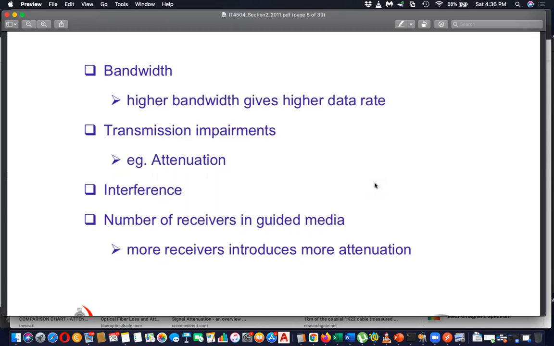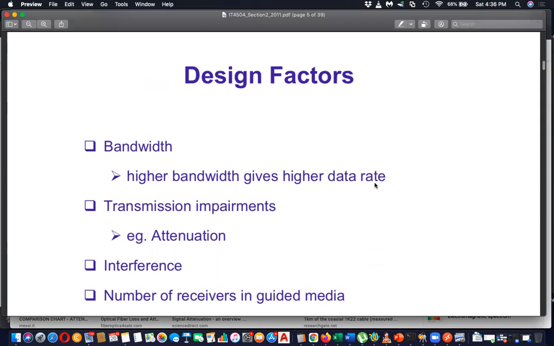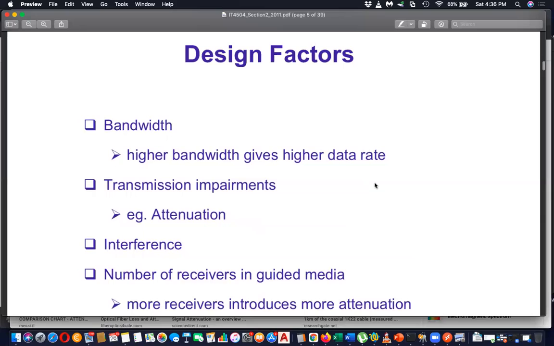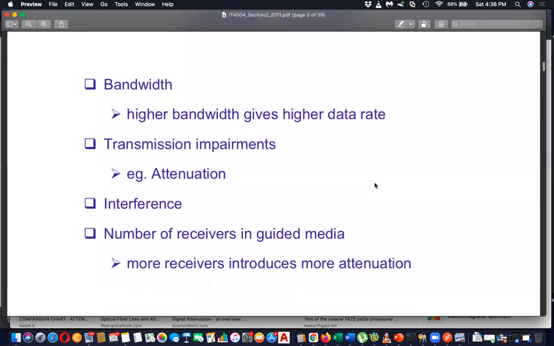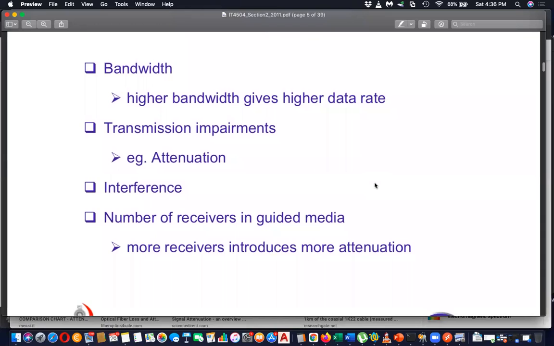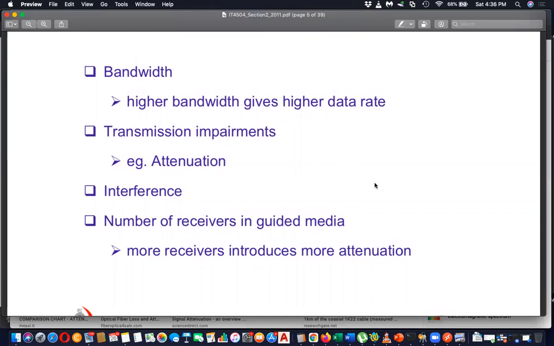These are the factors affecting you when designing a network system using wired or wireless media. You have to consider the bandwidth, and the transmission impairments like noise, attenuation, delay, and distortion. And then you have to think about interference. For example, if you are transmitting wireless signals in a military zone or high security area, there's a risk because of high interference.